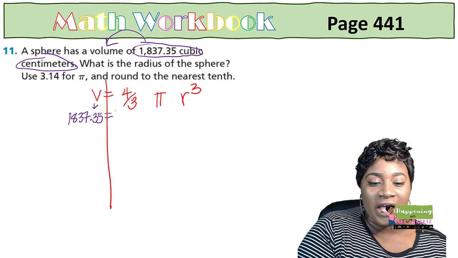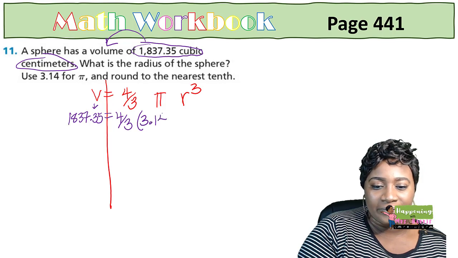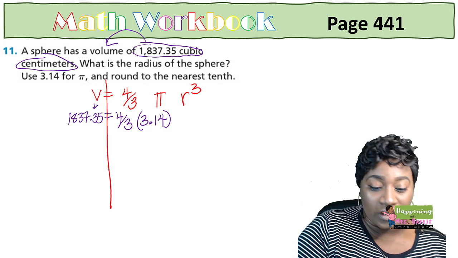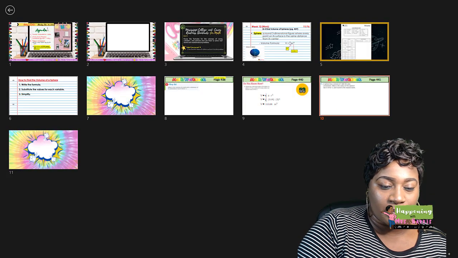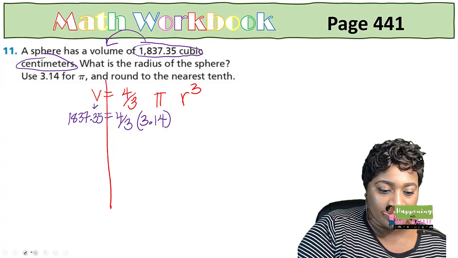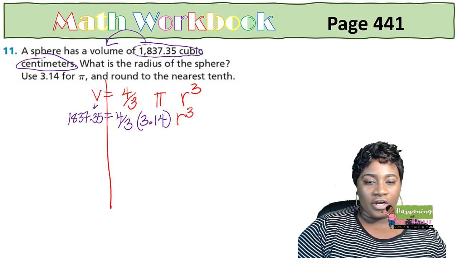Bring down our equal sign. We'll bring down our fraction 4/3. We're going to use 3.14 for pi. And the radius. Now the radius, that is what we're looking for. We are looking for the radius in this problem, so we're going to bring down the r to the 3rd power.